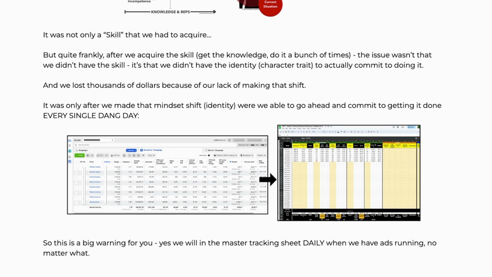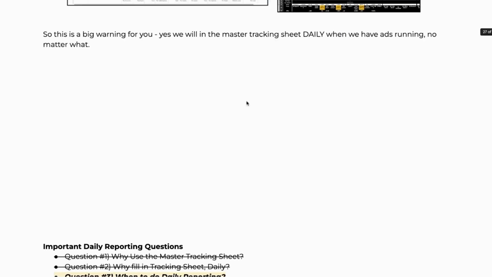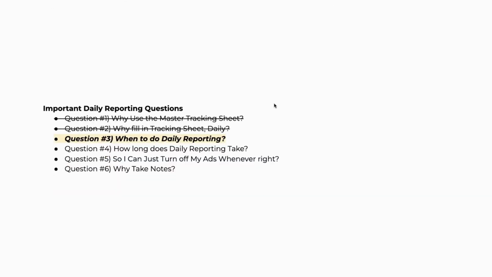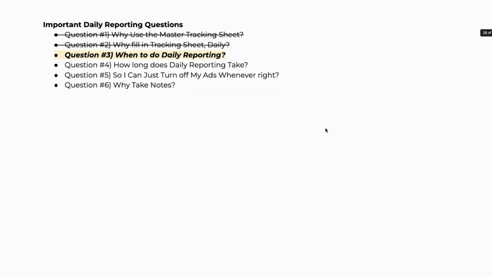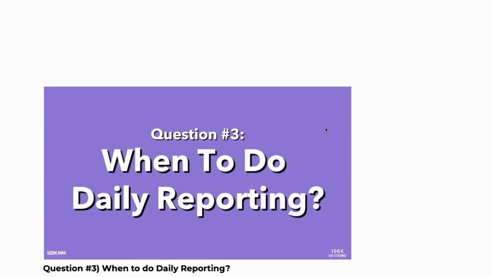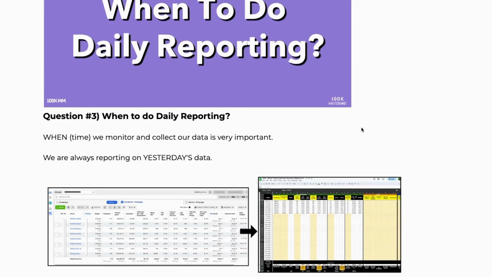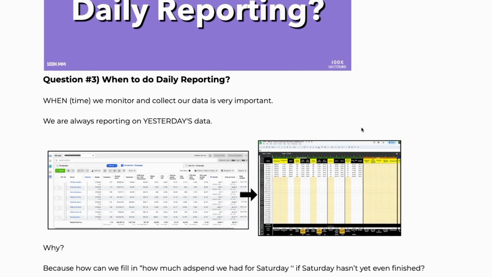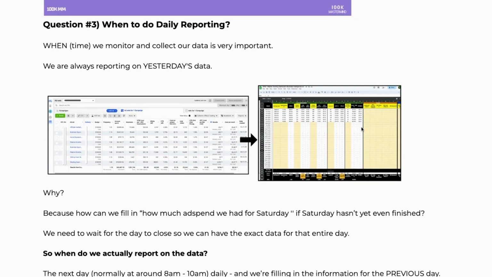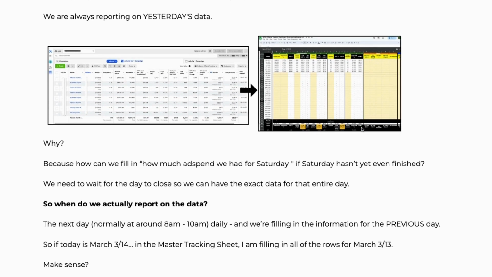Okay. So with that being said, ladies and gentlemen, that is question number 2, which is why fill in the tracking sheet daily. Question number 3 is, hey, when do we actually do the daily reporting? We've talked about this in the past when we talked about launching, which is that we always fill out yesterday's data, right? So we wait for yesterday to close. So for example, let's say it's Thursday, March 14th.